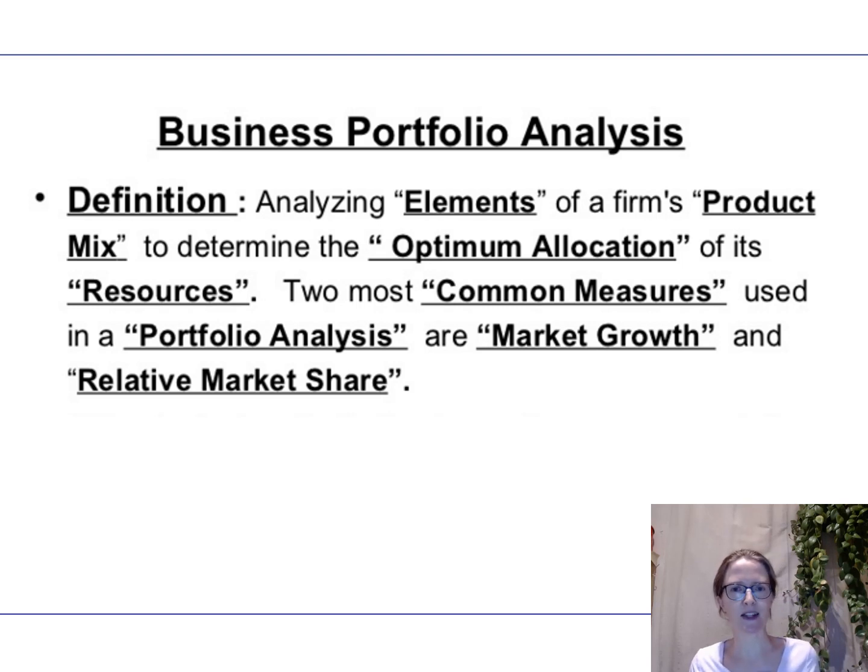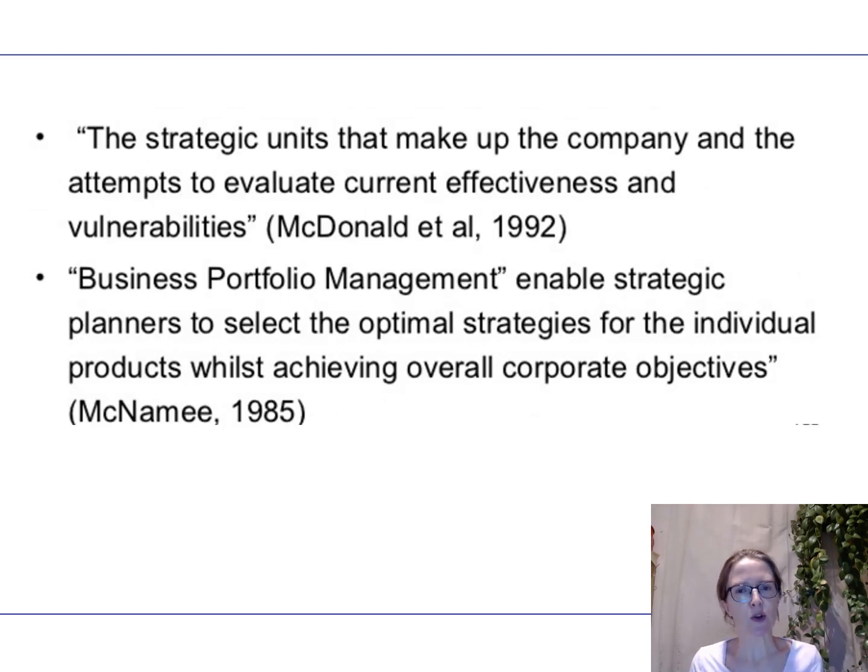So what do we mean by business portfolio analysis? Here's a definition. This is about analysing the elements of a firm's product mix to determine the optimum allocation of its resources. The two most common measures used in a portfolio analysis are market growth and relative market share. It looks at the strategic units that make up the company and attempts to evaluate current effectiveness and vulnerabilities. Business portfolio management enables strategic planners to select the optimal strategies for the individual products while achieving overall corporate objectives.